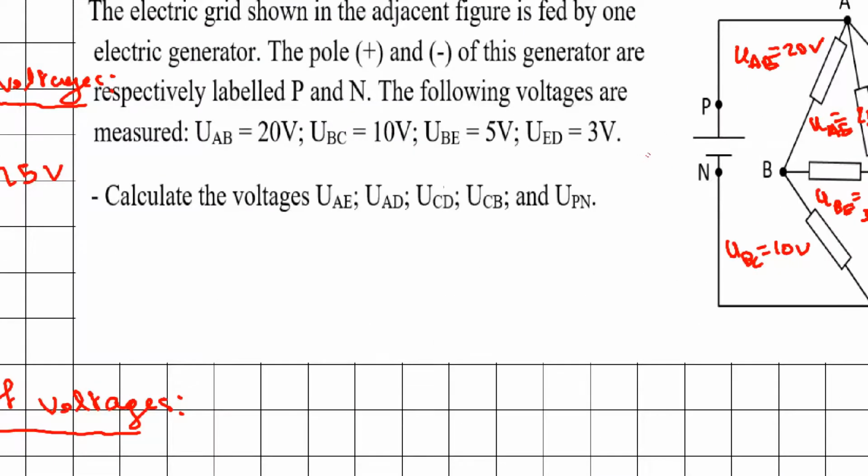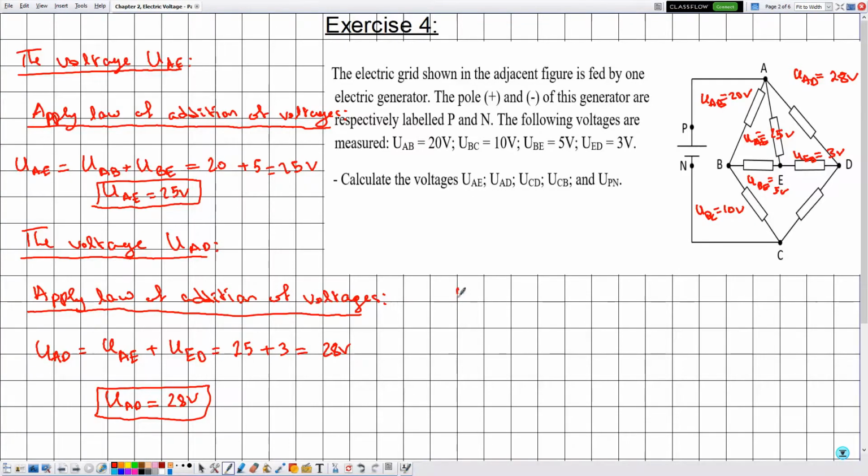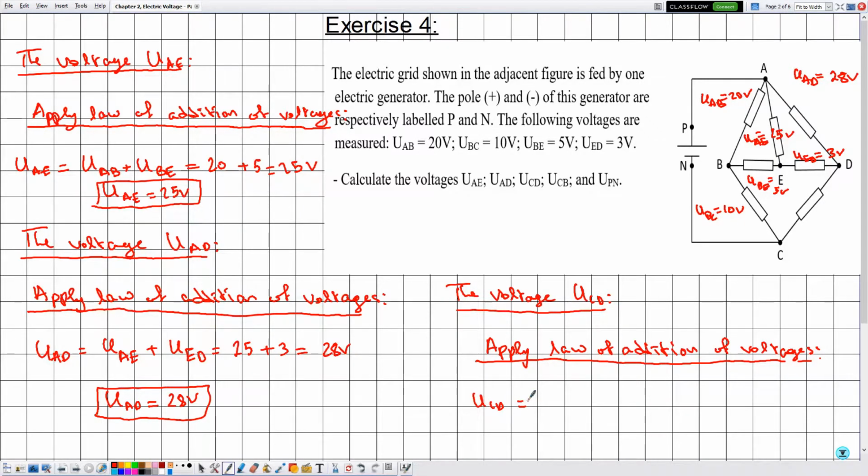Now after that they are asking me about the voltage UCD. This can also be done using the law of addition of voltages. So let's apply the law. Always in physics we need to mention the law that we are using. Apply law of addition of voltages. Always on the left we write the voltage that we are interested in determining, which is UCD. On the right hand side of this equation we'll go from C to D across different electric components.